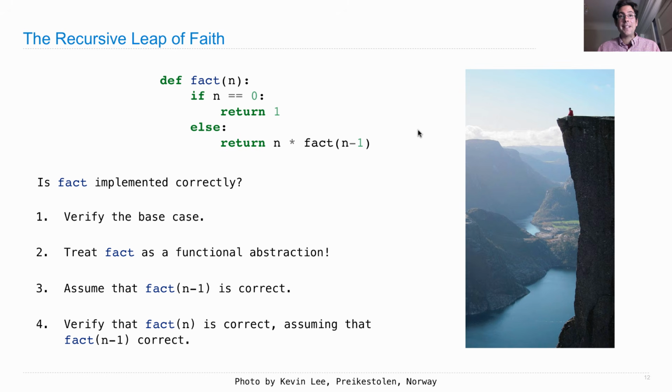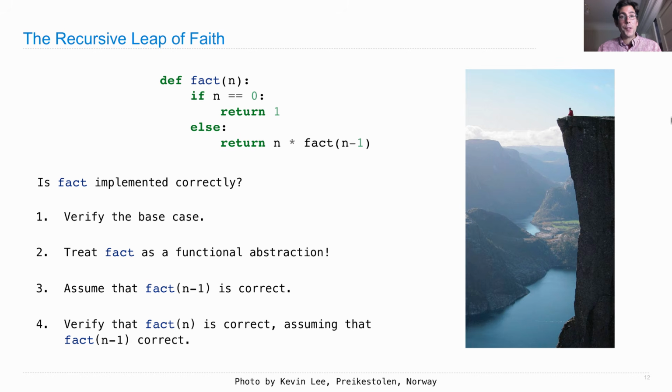So, for a particular value of n, we can do this verification process. Does this compute 4 factorial correctly? Well, is 4 factorial 4 times 3 factorial? Yes, it is. It's 24, which is 4 times 6.